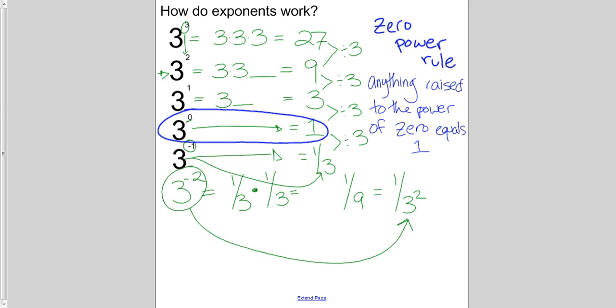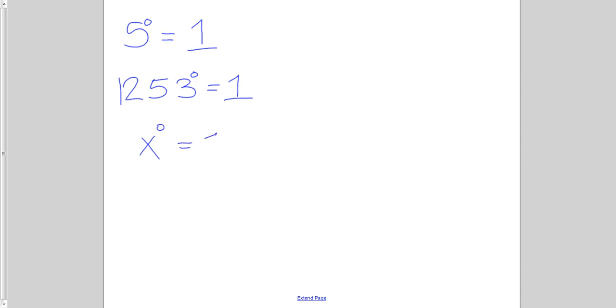So what that means is any number, any variable raised to the power of 0 is equal to 1. So once again, anything we pick, 5 to the power of 0 equals 1. 1,253 raised to the power of 0 is equal to 1. Any variable, x to the power of 0 is equal to 1.